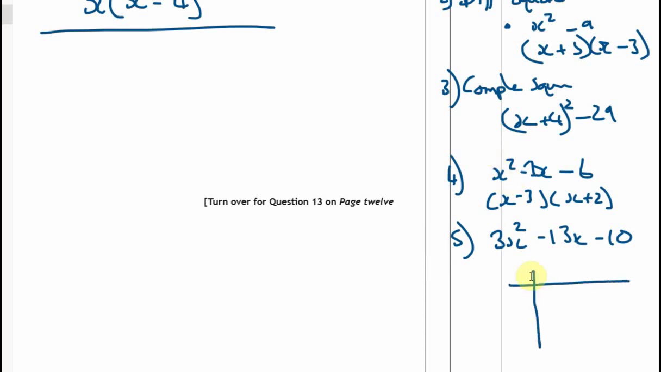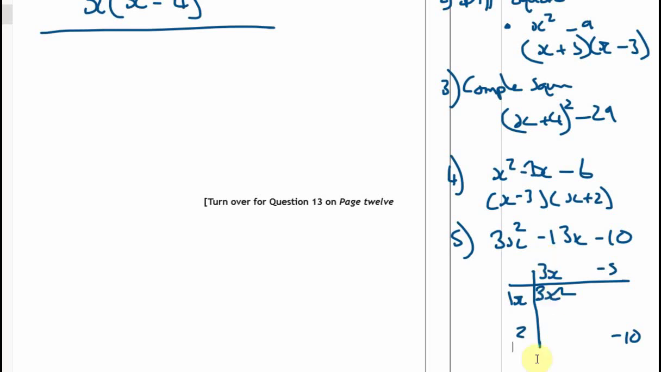Now I know what I'm going to have, so I'll do my table. I know I'm going to end up with 3x squared in here, and I'm going to get minus 10 in here. So which two numbers are going to multiply to give me 3? Well, it's got to be 3 and 1, doesn't it? So I'm going to have 3x and 1x. Okay, that's definite. And minus 10, well, what would give me minus 10? Minus 5 and 2 would give me that.